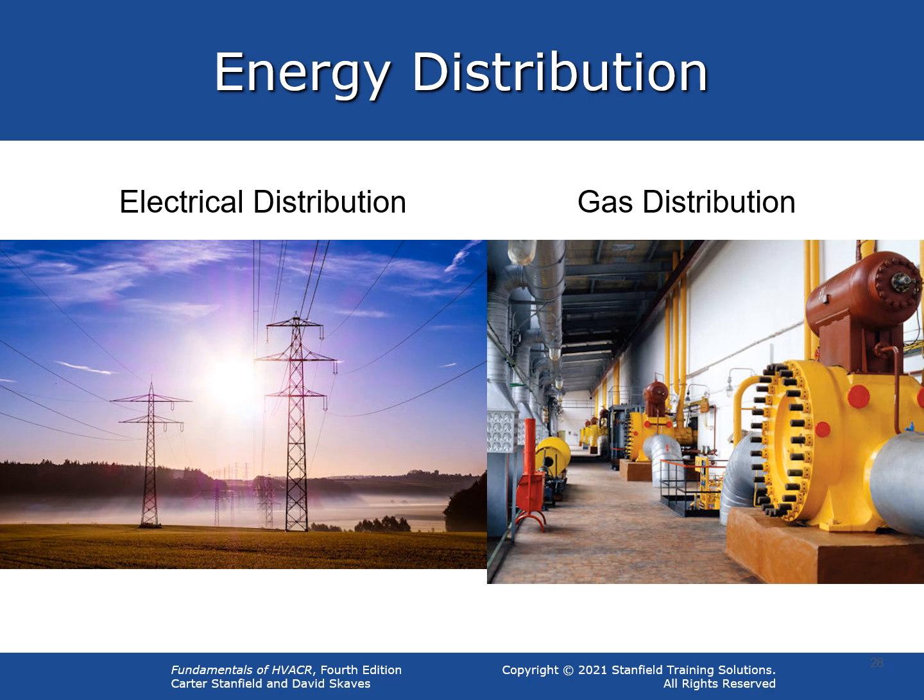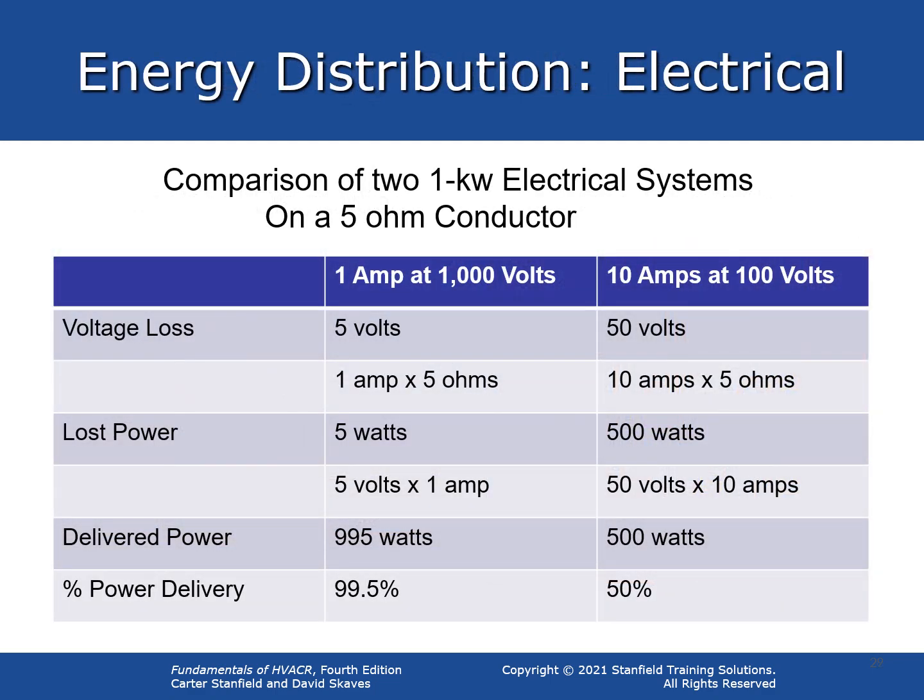Most of the energy we use is produced in a central location and distributed throughout the country. The two forms of energy used most in heating and cooling are electricity and natural gas. The laws of physics work against distributing large amounts of electrical power over long distances. Power lines have resistance. The longer the wire is, the higher its electrical resistance.